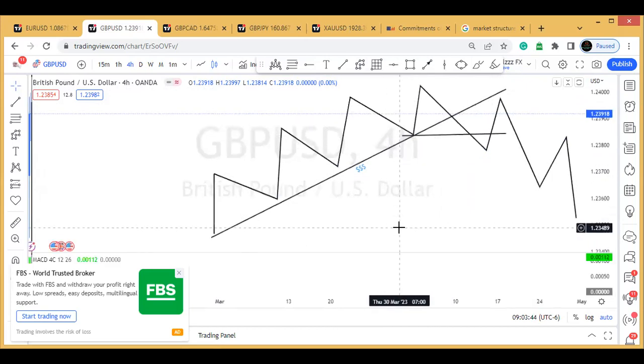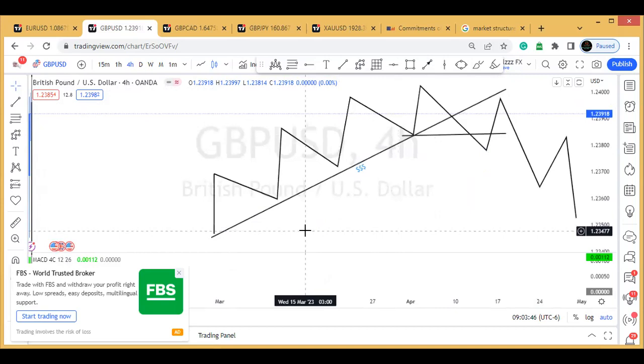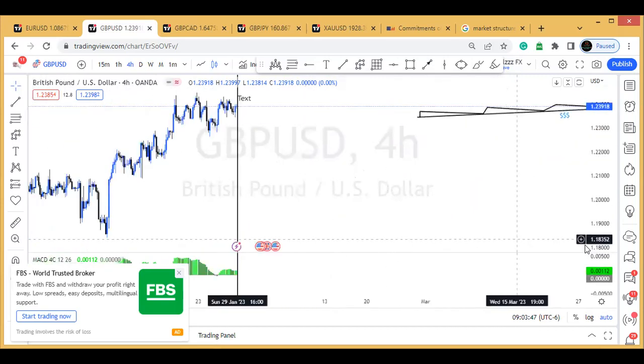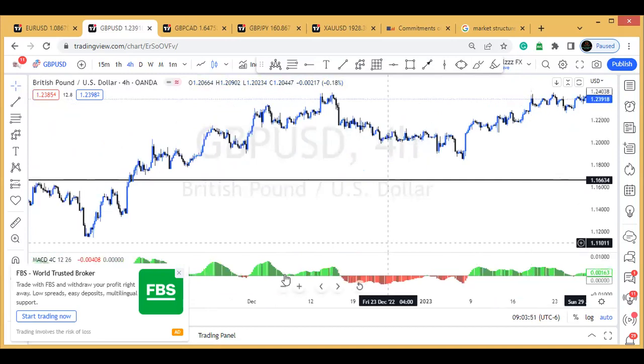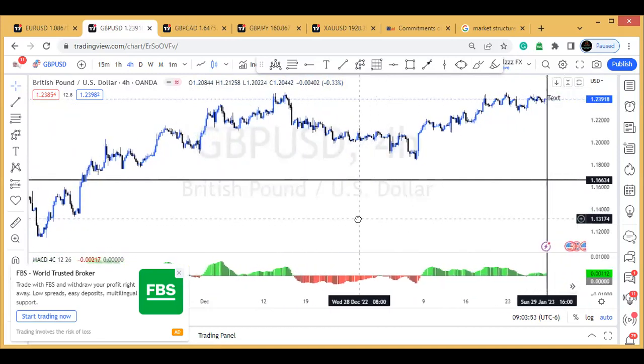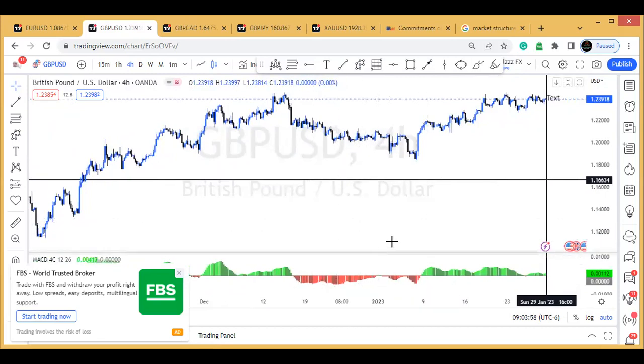Let me bring out my MACD. Okay, let me show you. Let's go to the real chart. Okay, look at this indicator showing green and red just beneath my screen, below this chart. It's called the MACD. That's moving average convergence divergence.